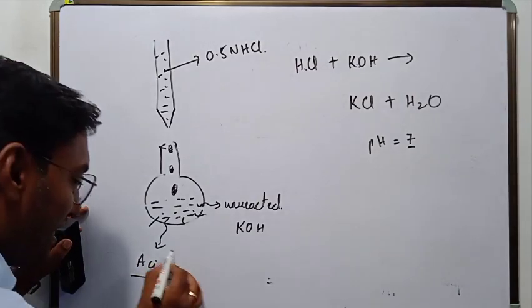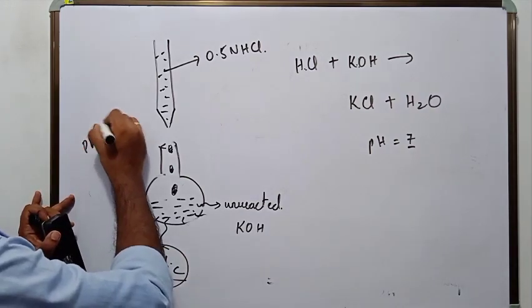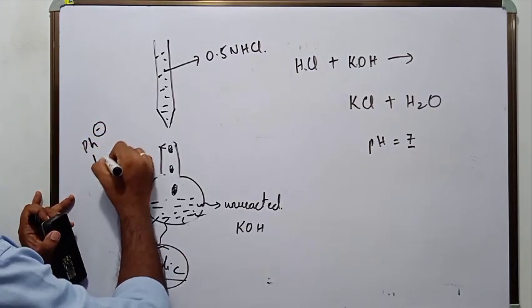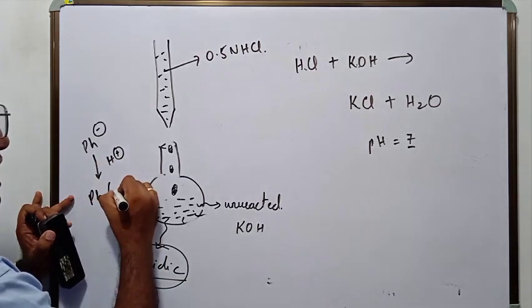In acidic pH, ionized phenolphthalein will accept H plus and become unionized phenolphthalein.